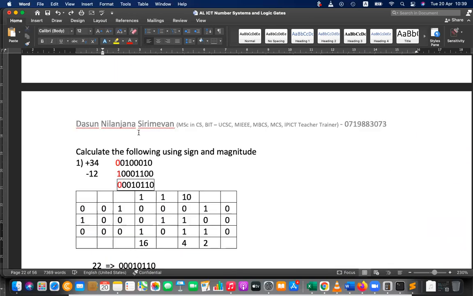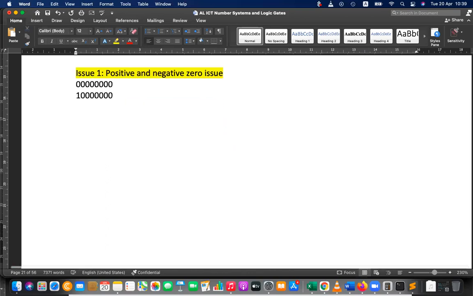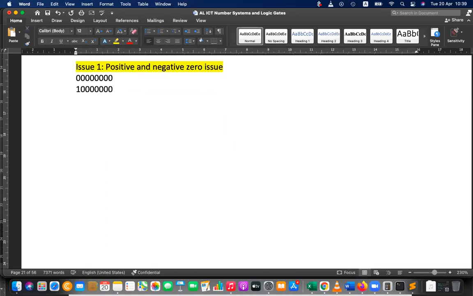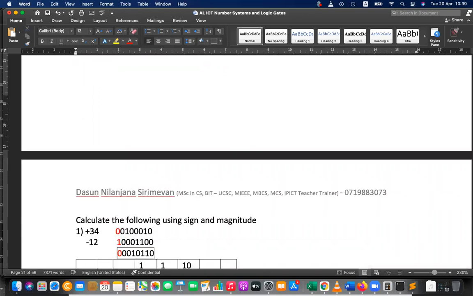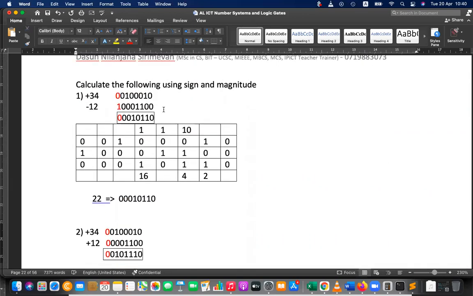So if you carefully learn the first number system, when I ask you to write down, there are two issues. One is the positive and negative zero issue. What is positive zero? This is plus zero. What is negative zero? This is minus zero. You had that issue, right? You clearly see it in the calculations. When we do the calculation, you clearly see that we have to subtract.